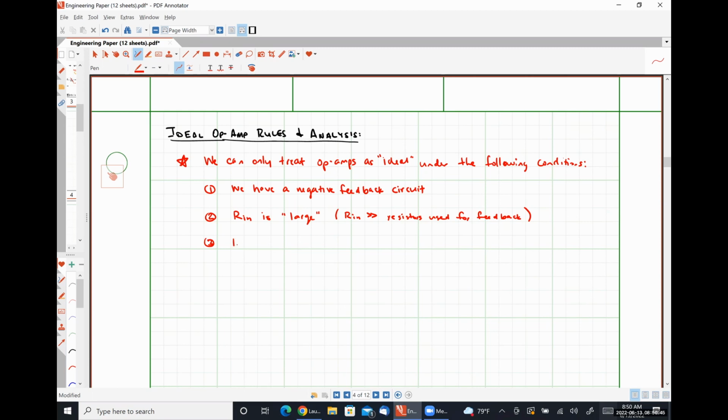Number 3, we need R out to be small. So R out should be less than any load resistance or feedback resistance.